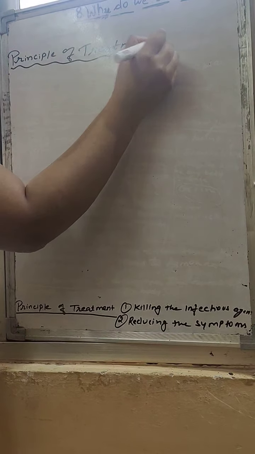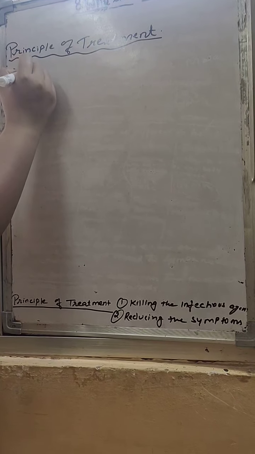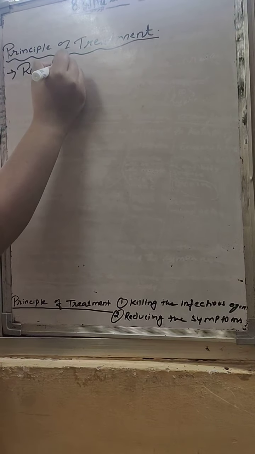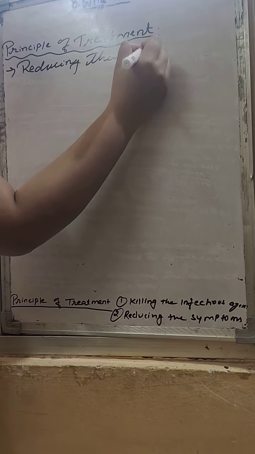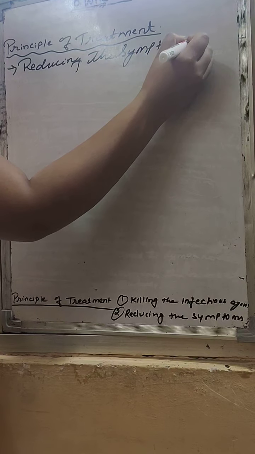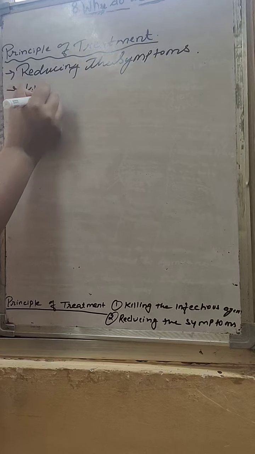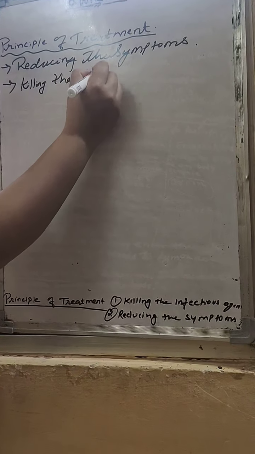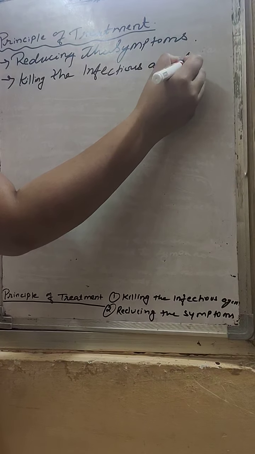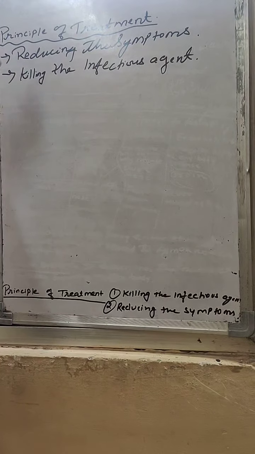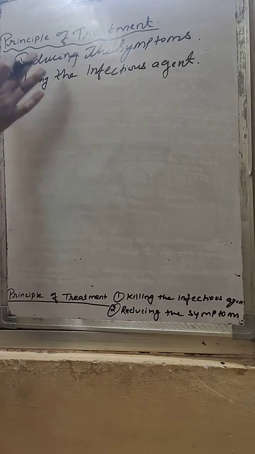Principle of treatment are of two types. First one is reducing the symptoms. Second one is killing the infectious agent. So there are two ways of the principle of treatment. First, reduce the symptoms. Second is killing the infectious agent.